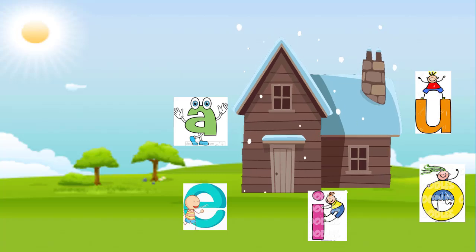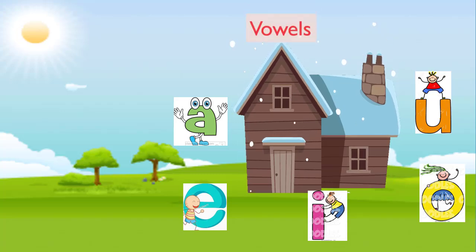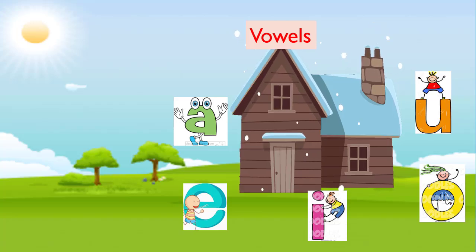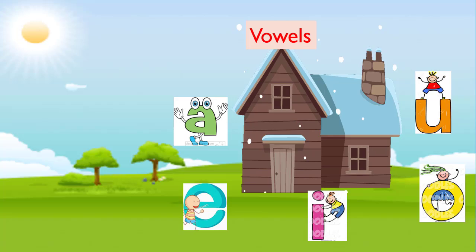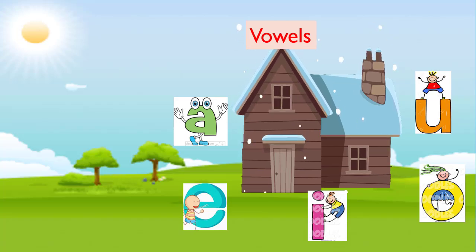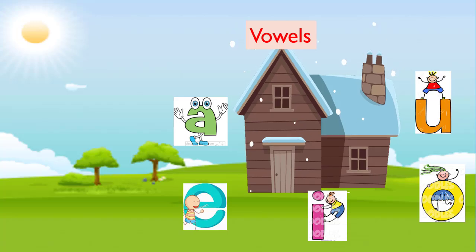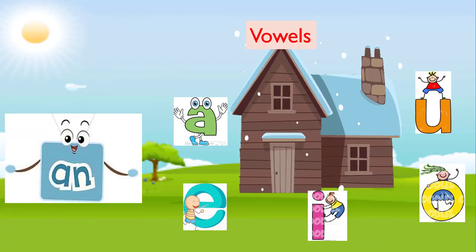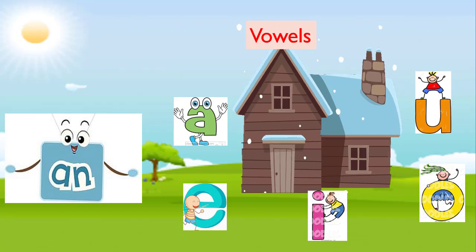A, E, I, O, U made a separate house for them so that they can easily play in their house. And they named their house Vowels. What was the name of their house? Vowels. So they all decided that they should appoint a guard. So they appointed a guard and they named their guard An.